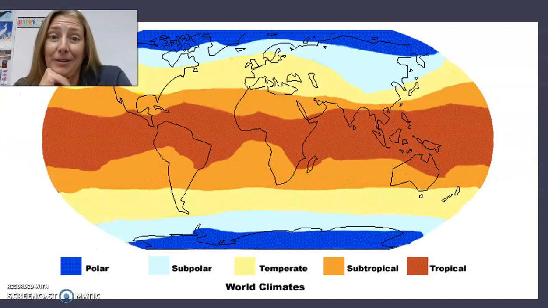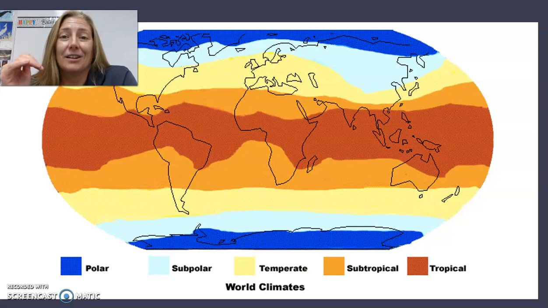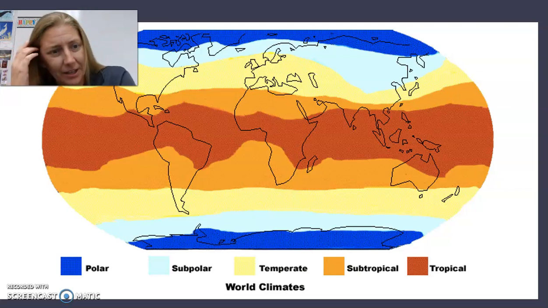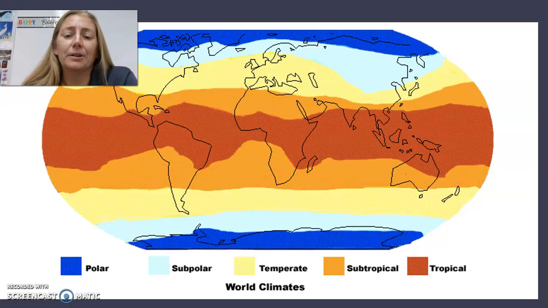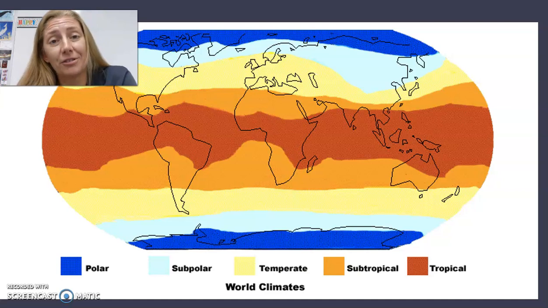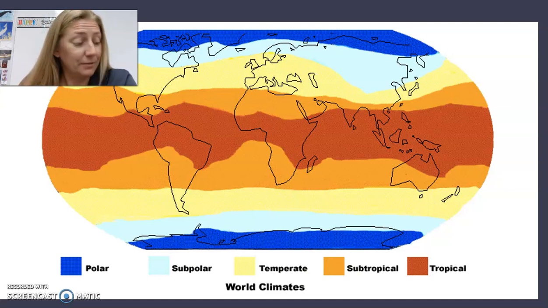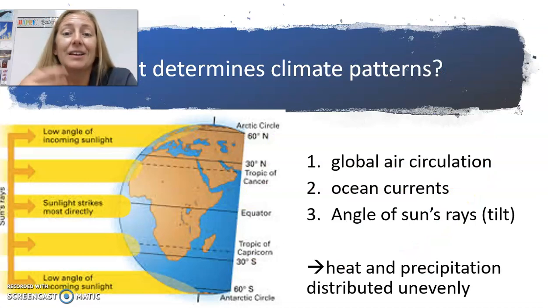So we know already that the planet can be divided up into different climates or biomes, climate regions, whatever you want to call them. And you can see on this map here, you're looking at it in terms of tropical, subtropical, temperate, subpolar, and polar. And all of that has to do with the different wind patterns and convection cells and ocean surface currents. So it's all kind of getting tied together here.